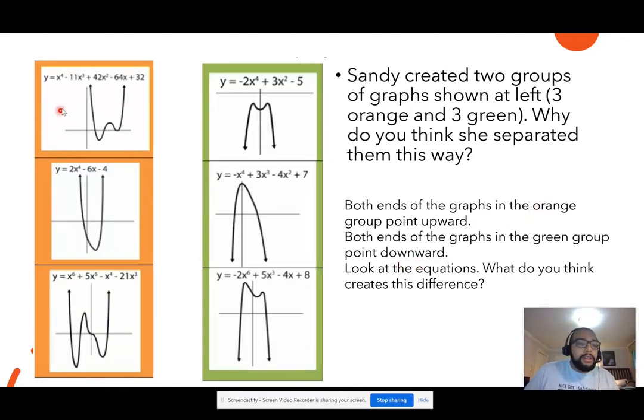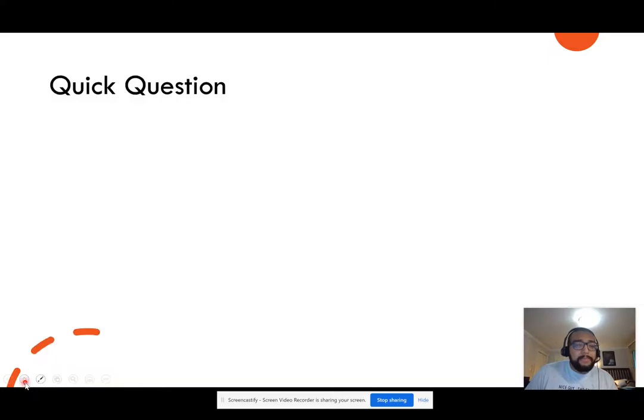Now, look at these equations. Look at all these equations here. What creates that difference? What makes these ends point up and what makes these ends point down? We'll answer that on this next slide.